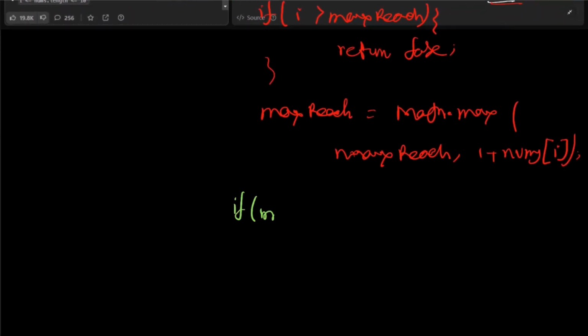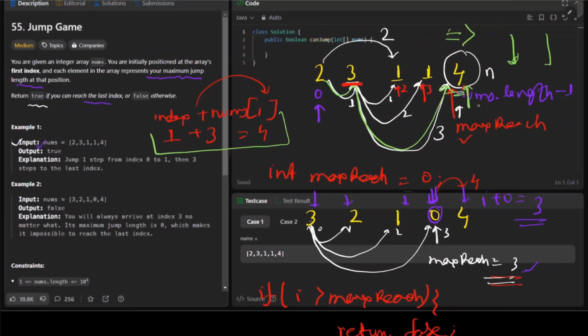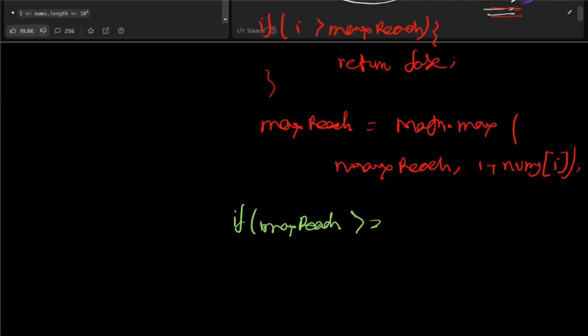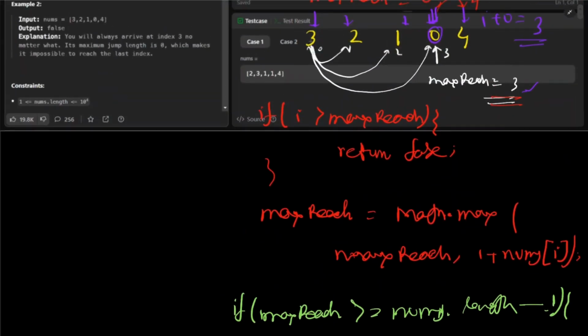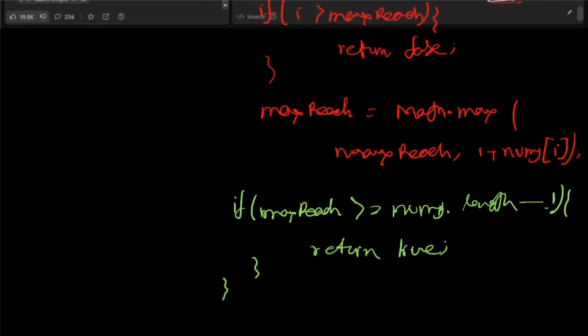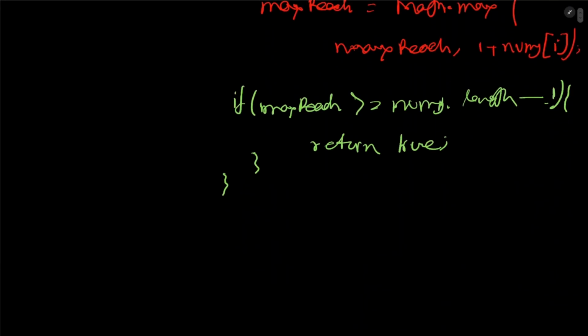So we'll be simply writing: if maximum reach distance is greater than the last index. The last index is nums.length minus 1. So if it's greater than nums.length minus 1, the last index, then we'll simply return true. And if after all those operations are executed we didn't get the true answer, that means we cannot reach up to this index, so simply return false.